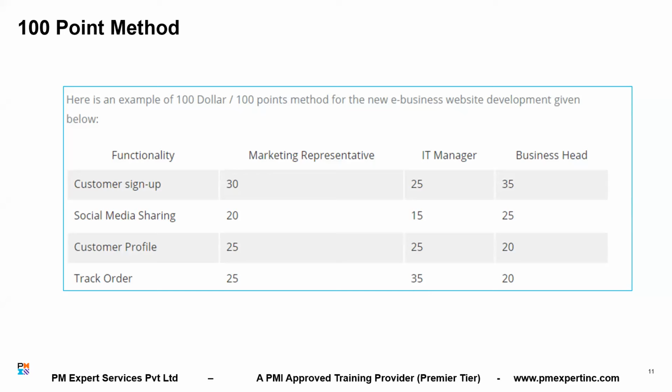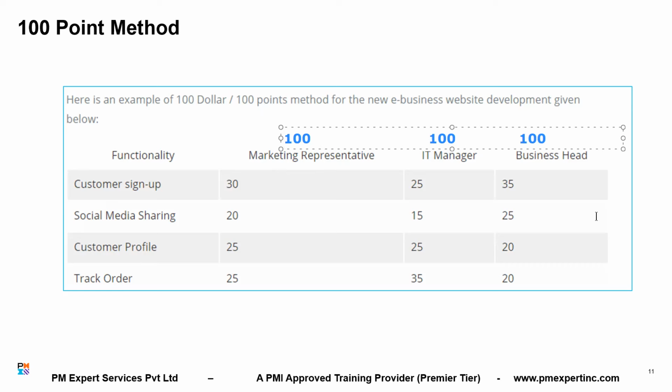In this example, the requirements given to you are customer sign up, social media sharing, customer profile, and track orders. The participants, the business people who will prioritize the requirements, are the marketing representative, IT manager, and the business head. Now, let me show you how this technique works. Each of the participants will be given $100. The marketing representative gets $100, the IT manager gets $100, and the business head also gets $100.